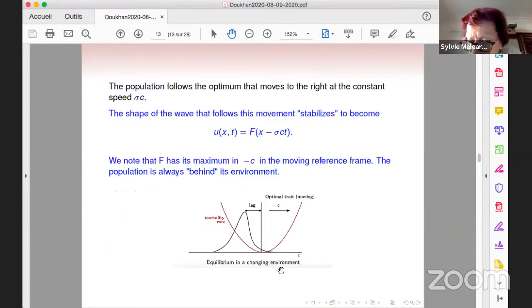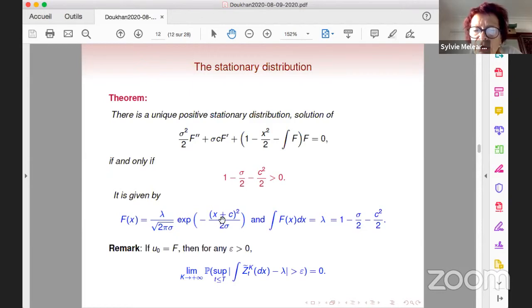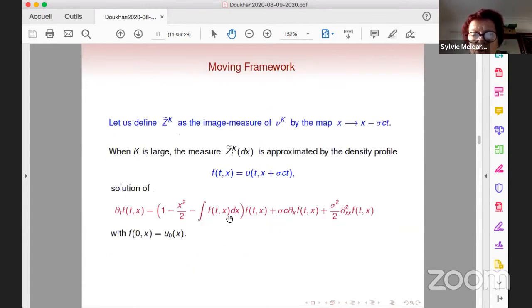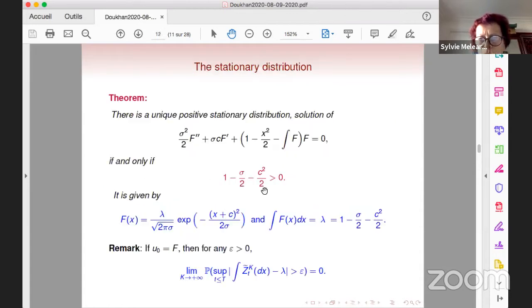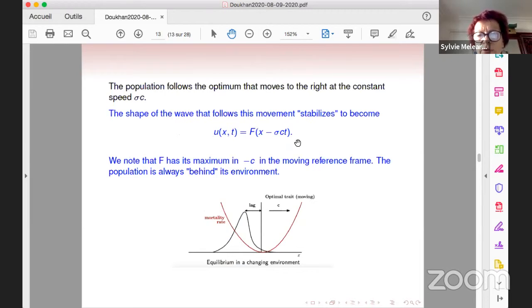So before doing that, I will come back to what we observe. That means that the stationary point reaches its optimum in x equal to minus c. So that means that if we come back to u, since we have this relation between u and f, we can see that in long time u of x,t will be close to capital F, our equilibrium, taken on x minus sigma c t. And remember, the optimum of f is at minus c.